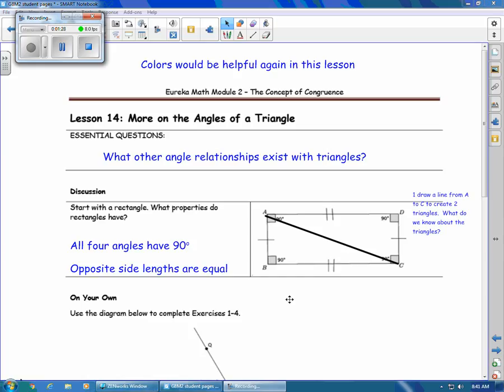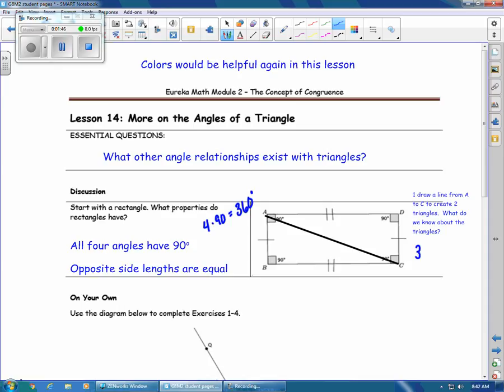If our rectangle has four 90-degree angles, I could multiply 4 times 90, and I know that there's 360 degrees in all four angles of my rectangle. Since a triangle is half of a rectangle, I can divide 360 by 2 and get 180 degrees. So the interior angles of half of the rectangle total 180 degrees. It's just yet another way of proving the triangle sum theorem.